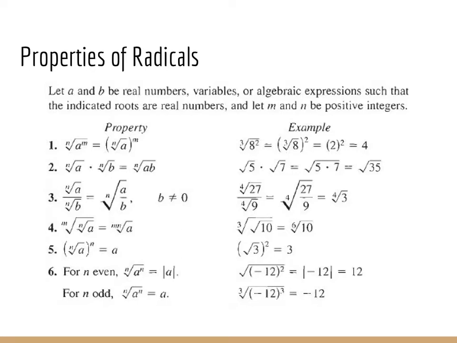Property number 2, the nth root of a times the nth root of b is the nth root of ab. So as long as you're taking the same root, square root, cubed root, fourth root, etc., you can multiply underneath the radical. So the square root of 5 times the square root of 7, we can put that under one radical, the square root of 5 times 7, which is equal to the square root of 35.